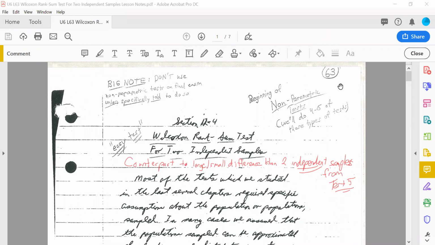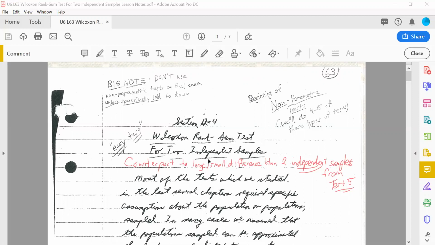The next 4 tests are called non-parametric tests. We did one of them already. That was called Spearman's rank correlation. You're going to find that whenever we do anything non-parametric, it usually involves ranking things. Okay, so here we go. Each one of these non-parametric tests is a counterpart to a parametric test we've done previously. This one is the parametric counterpart to the differences between 2 independent samples, either large or small samples.